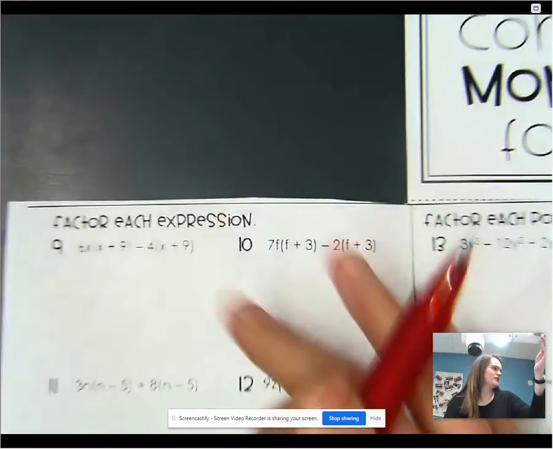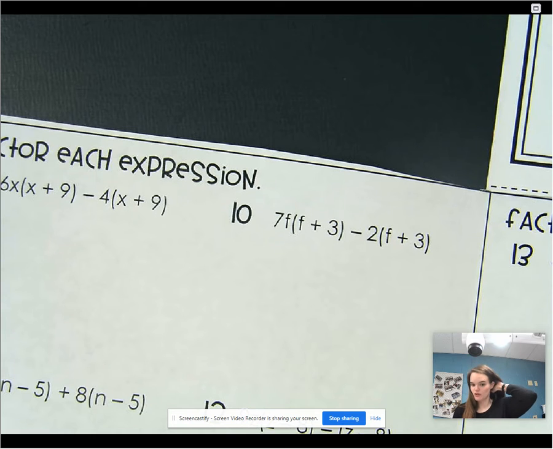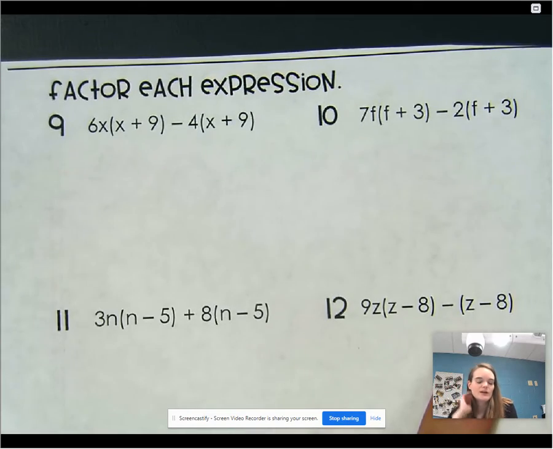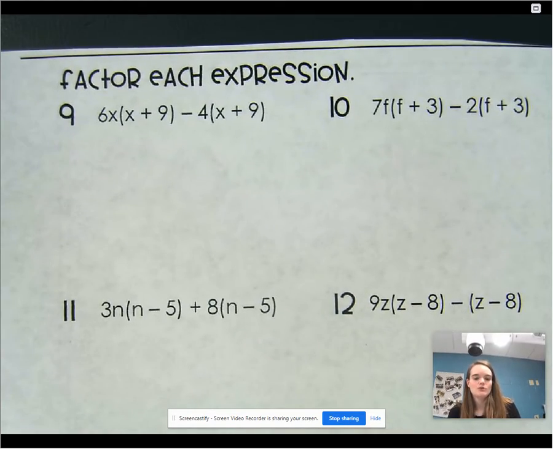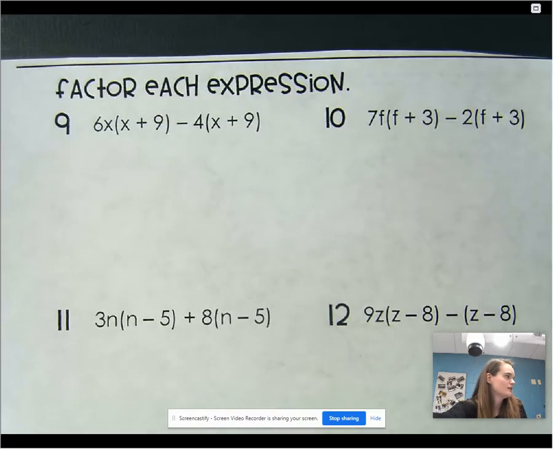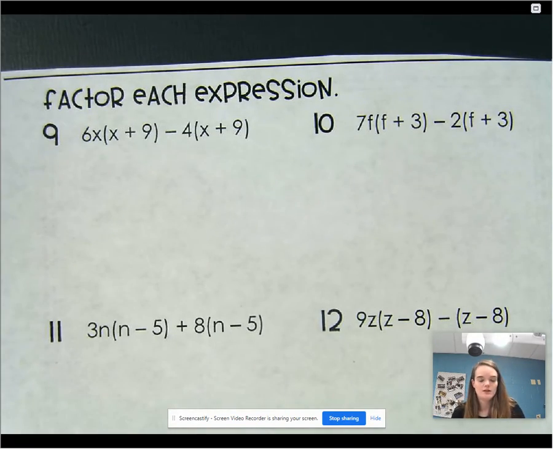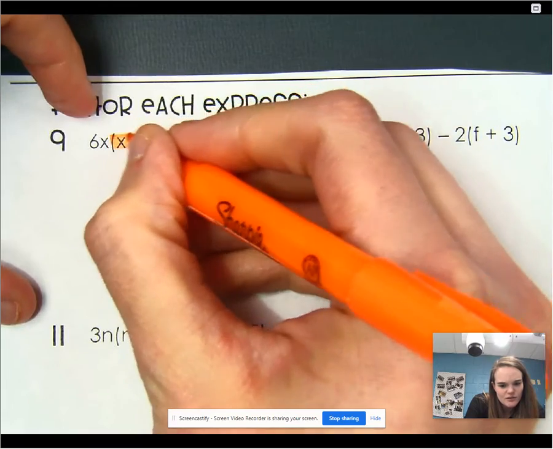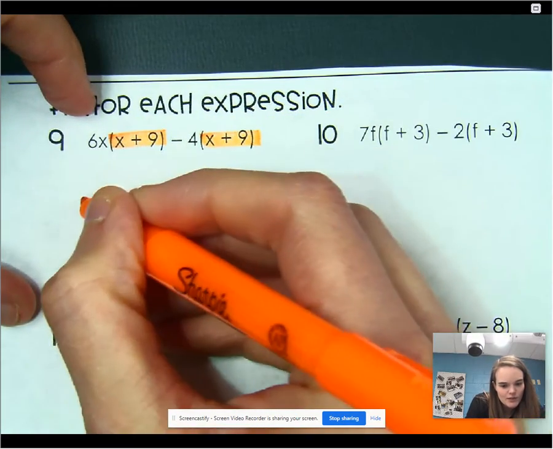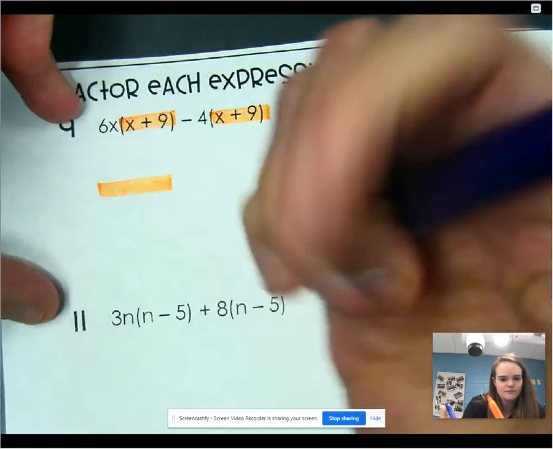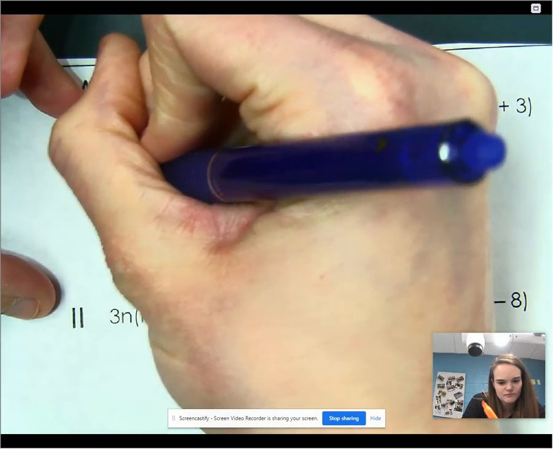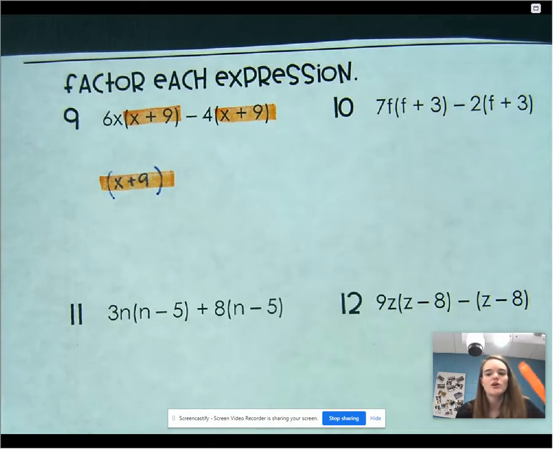So we are going to keep factoring. We're going to factor each expression. All right, so this one is actually called factoring by grouping. We're still going to be finding the greatest common factor and group things back out, but let's get some practice with that. So 9 through 12, I want you to notice, and I'm going to grab a highlighter of any color, doesn't matter. I want you to notice, though, that in number 9, both of these have an x plus 9. And we're going to write that down here, x plus 9. That is our factor that's going to come out.